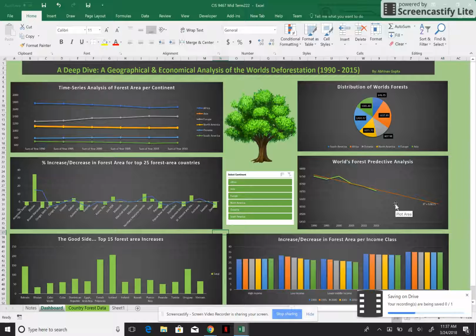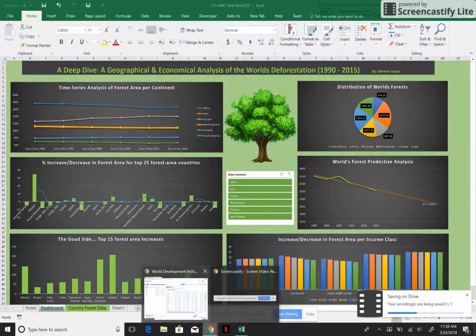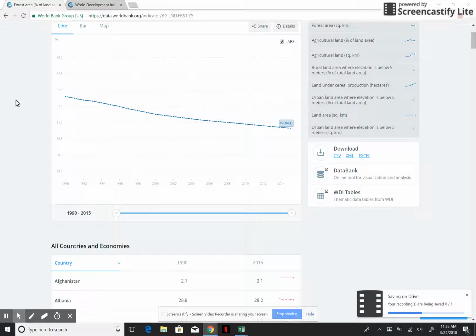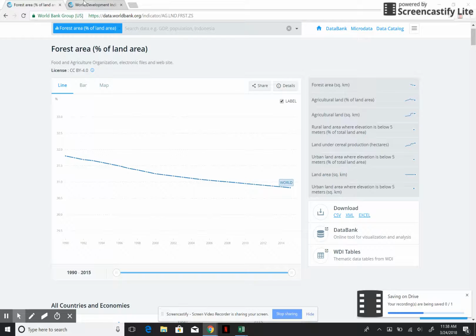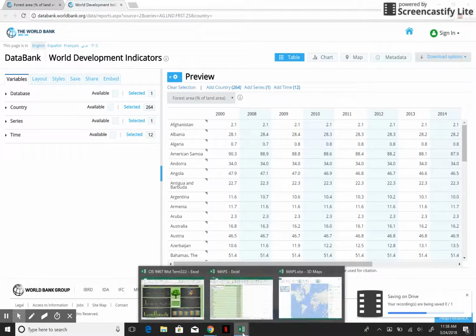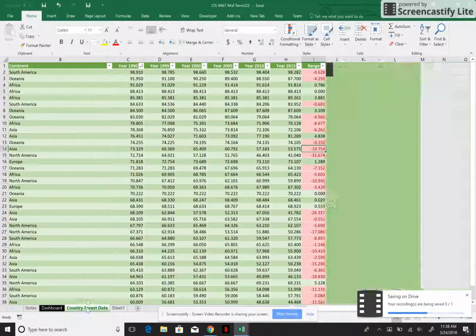So let's start with where I got my data from. I think finding data for this topic was quite easy because the World Bank provides tons of data on tons of different topics, and a lot of organizations are vested in this type of data for forest areas. And I was able to get data stemming back from the 1990s. I chose to have my data incremented every 5 years.